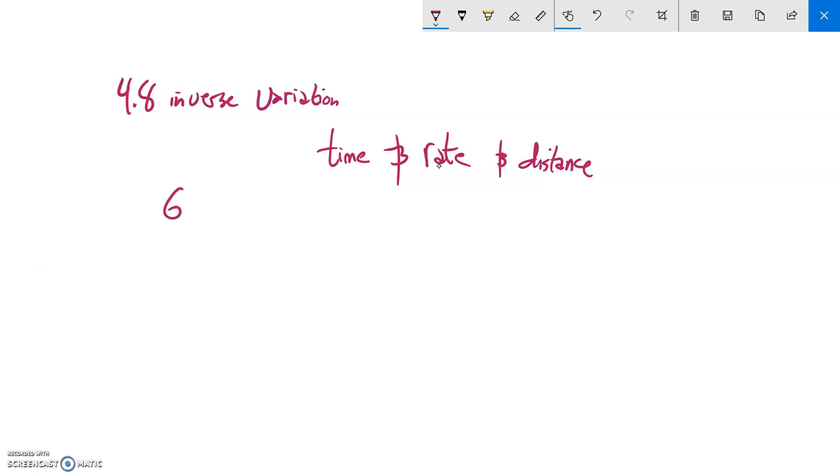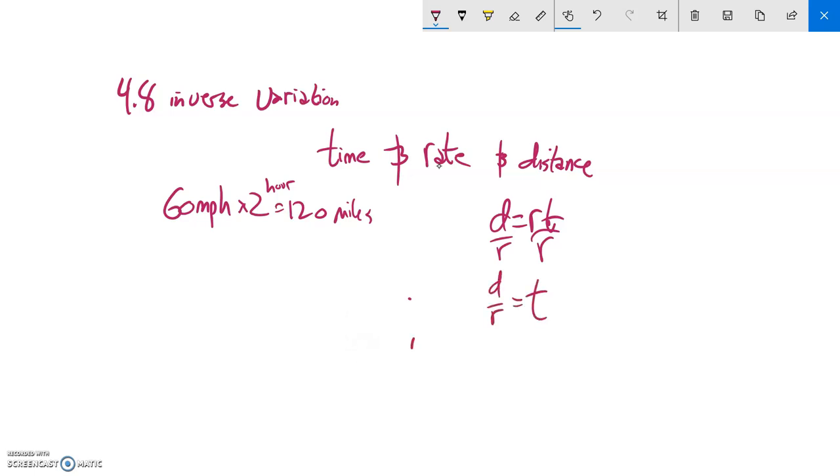So, for example, if I'm going 60 miles per hour and I drive for 2 hours, times two, that'd be 120 miles. One thing I know is distance equals rate times time. That's what I did, the rate times the time. So as I think about that, what if I wanted to isolate t, get t all alone? What I could do is divide both sides by the rate. So I know that distance divided by rate equals time.